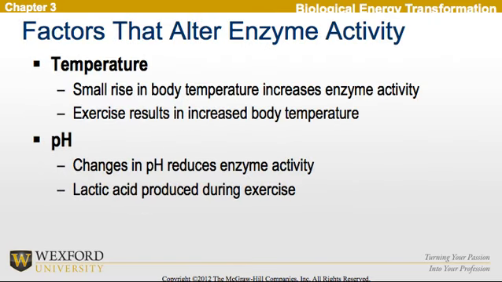Factors that ultimately alter enzyme activity, like we mentioned, are temperature. Small rises in body temperature actually increase enzyme activity. Exercise results in an increase in body temperature, so exercise can directly alter enzyme activity by raising the body temperature. pH also alters enzyme activity. The changes in pH reduce enzyme activity. Lactic acid production during exercise is another example of how exercise can alter enzyme activity.